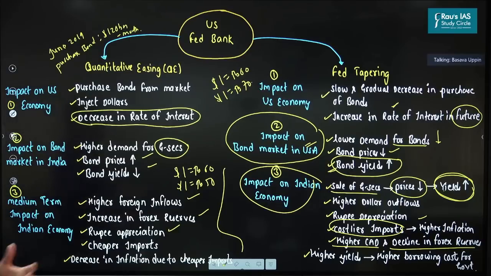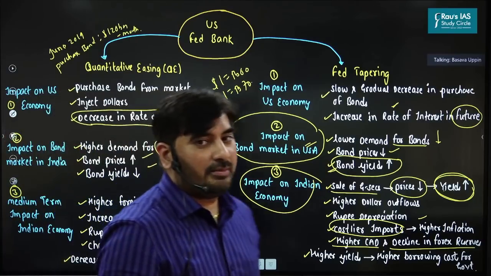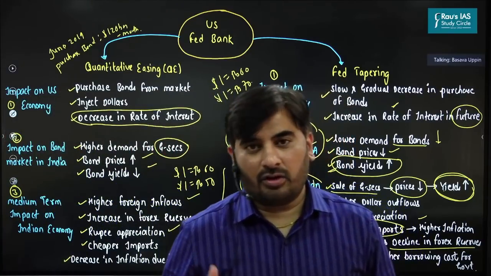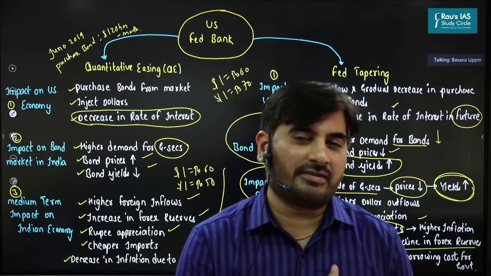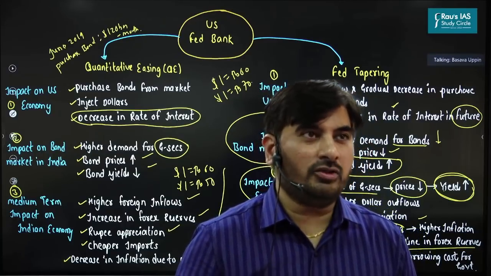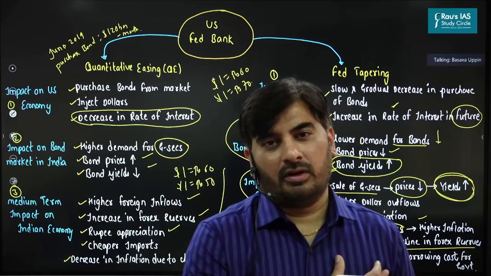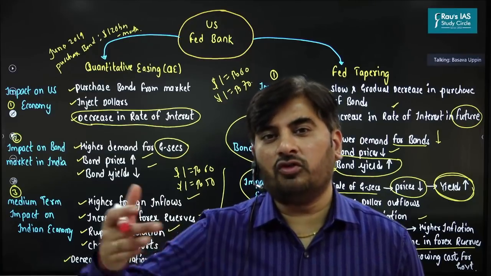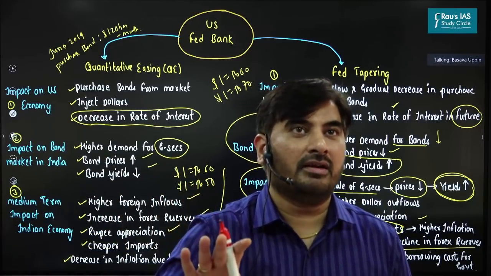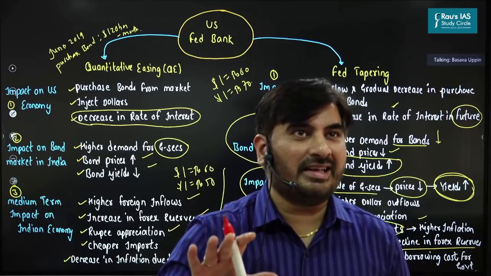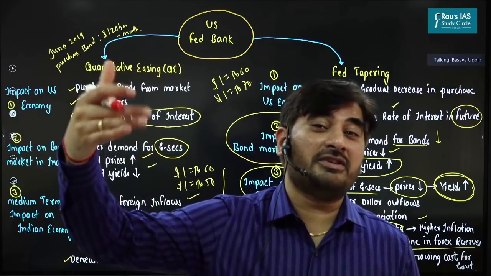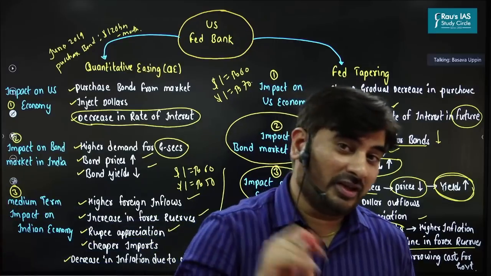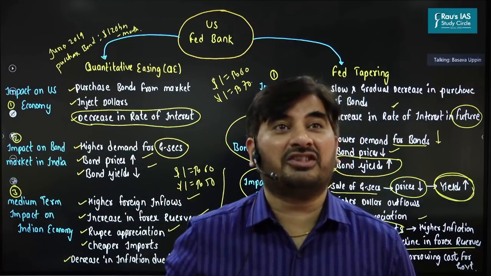So when you say taper tantrum is the effect of the US investors, or global investors, responding to the Fed tapering, they are basically responding to what is going to happen in future. This has not really happened. Has the rate of interest in US increased? It has not increased, but it is going to increase in future. So in anticipation of what is going to happen in future, the US investors have already started taking actions.